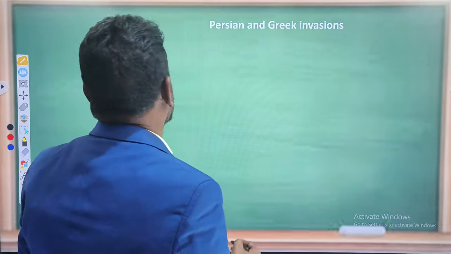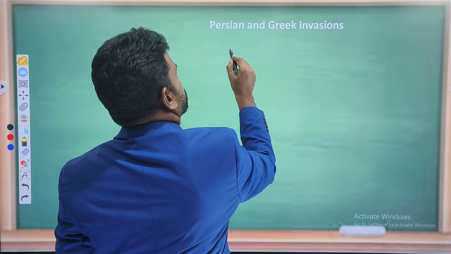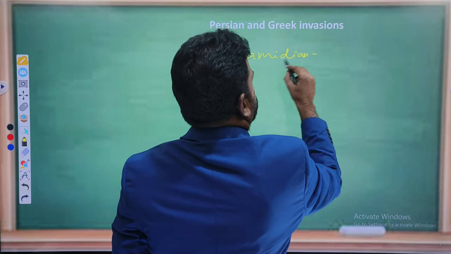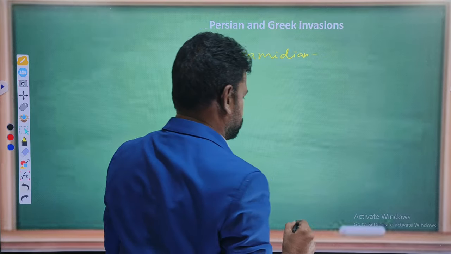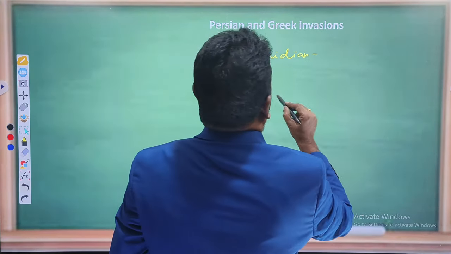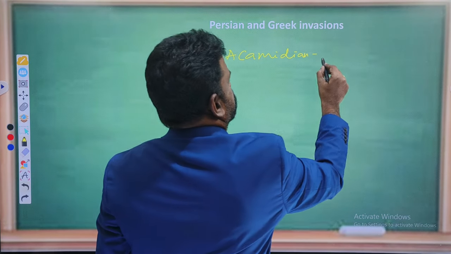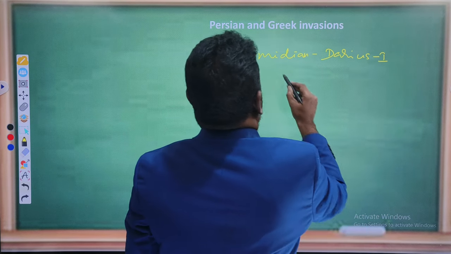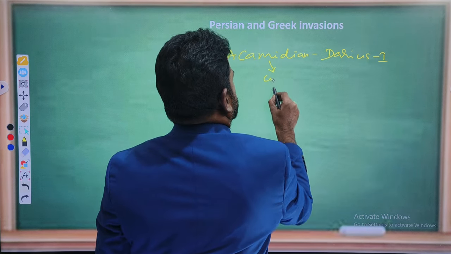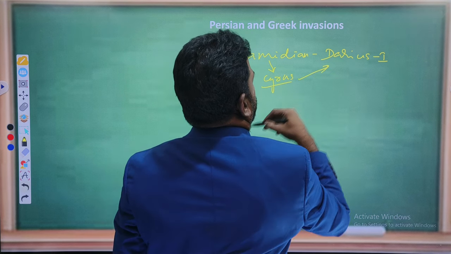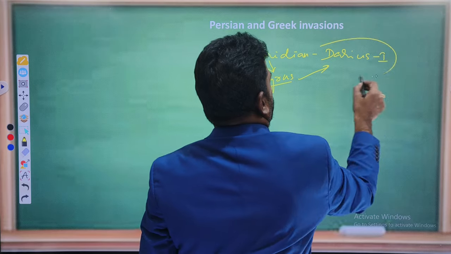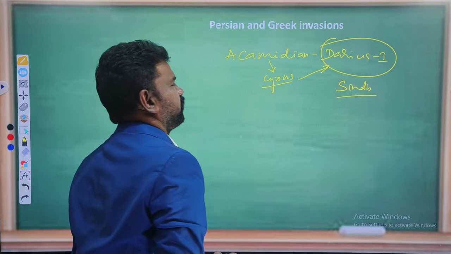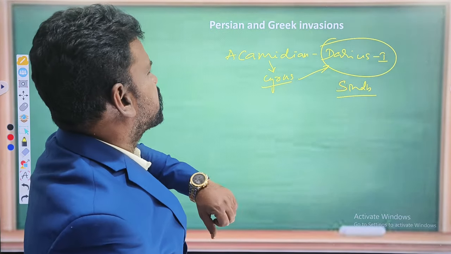Next, the Persian and Greek invasions. The Persian Empire is called the Achaemenid Empire. It was established in Persia. The Achaemenid dynasty was established by Cyrus. Cyrus's grandson, Darius I, occupied Sindh in India. So the Persians occupied Sindh.